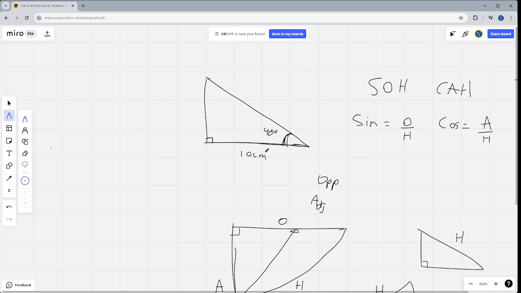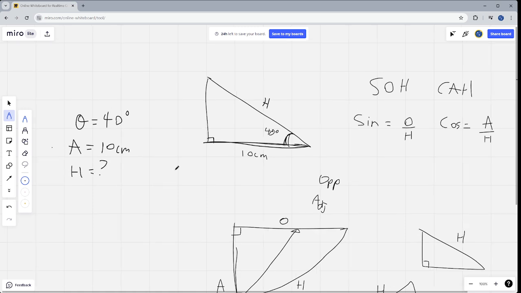Well, what do we have? We have our angle, and we're going to call our angle theta equals 40 degrees, right? We have the side that is touching it, but it's not our hypotenuse. So we have our adjacent. Adjacent equals 10 centimeters. And what are we looking for here? In this case, it's our hypotenuse. So we're going to go h equals, and we don't know what h is yet.